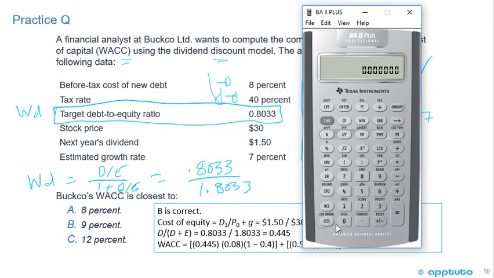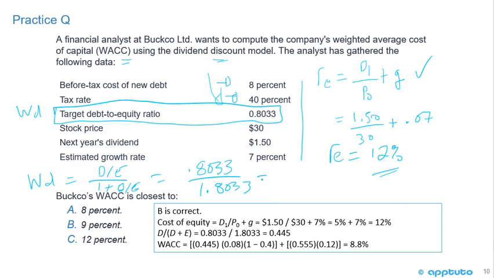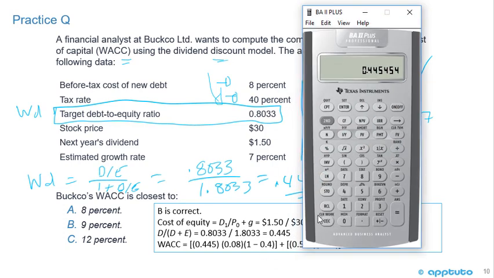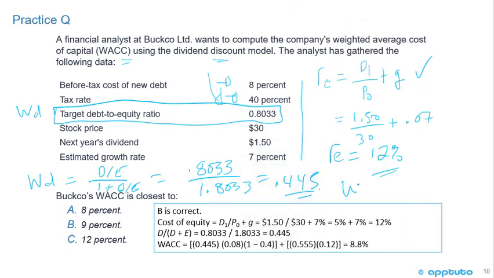So if I bring up my calculator, I'm just going to move it a little bit to the right so we can see our calculations. 0.8033 divided by 1.8033, and that's going to give us a weight on the debt of 0.445. It's okay, we can do a little bit of rounding always. So our weight of debt is 0.445. Okay, so we know our weight of equity then, if we just make that negative and add 1, the weight of our equity is going to be 0.554. So the weight of the equity equals 0.554.